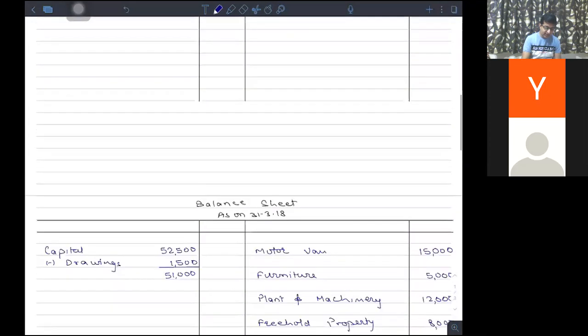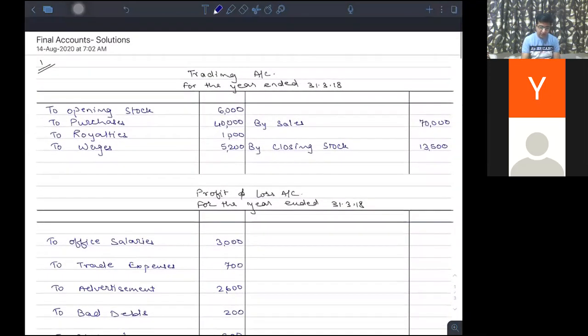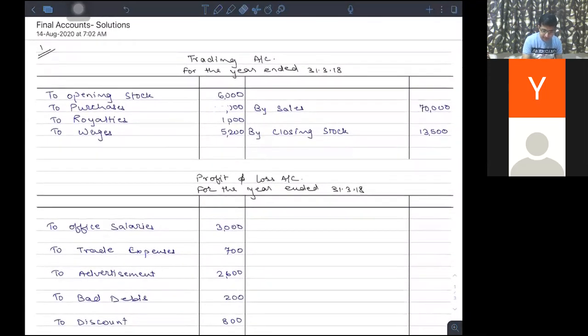And finally, return outward is given of 1,000. That is purchase returns. In fact, I skipped it earlier. Normally, we write purchases less returns separately. But here, due to lack of space, just for the sake of presenting, I am presenting it like that. All right. So all the items of trial balance are also over now.